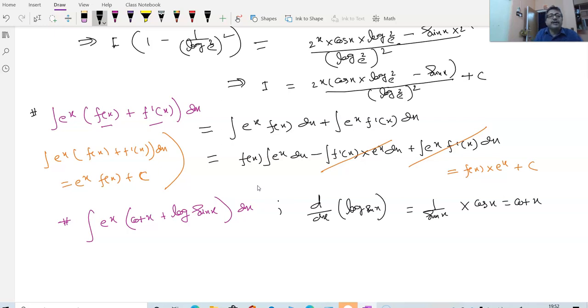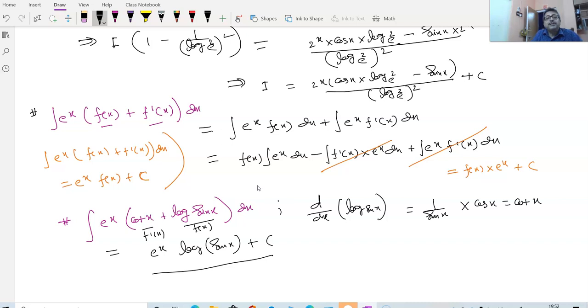It is actually cot x. So in this case, you can write the answer as, this is our f(x) and this one is f dash x. The answer is going to be e to the power x into log sin x plus c.